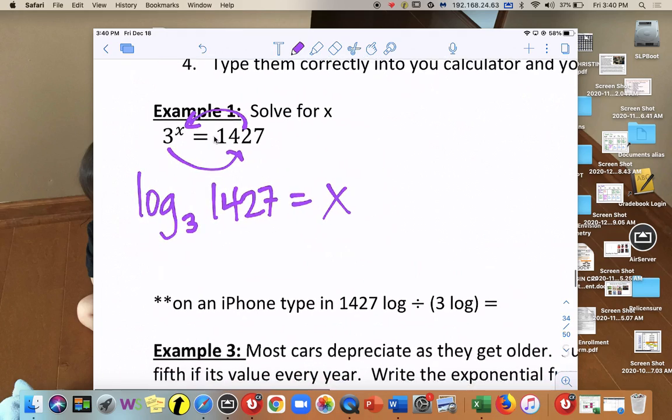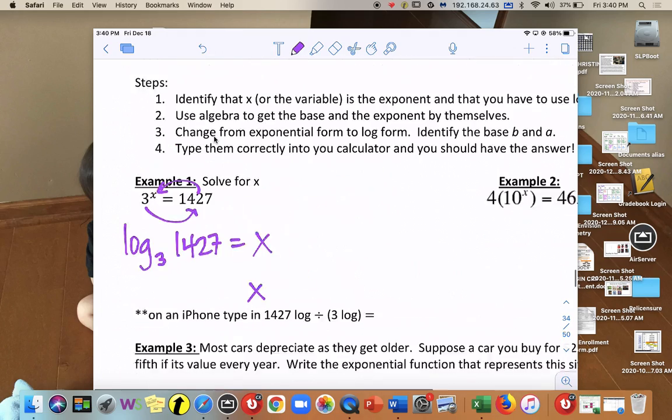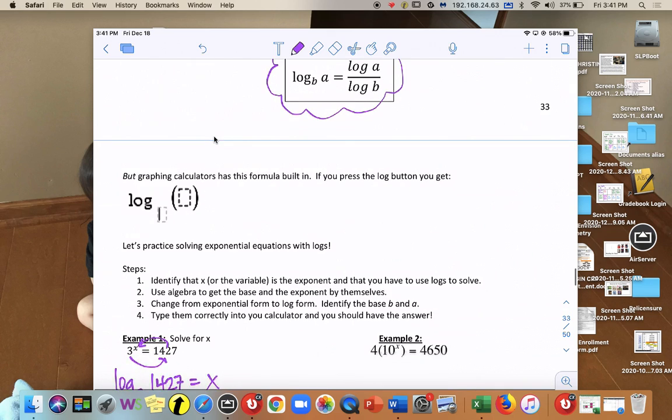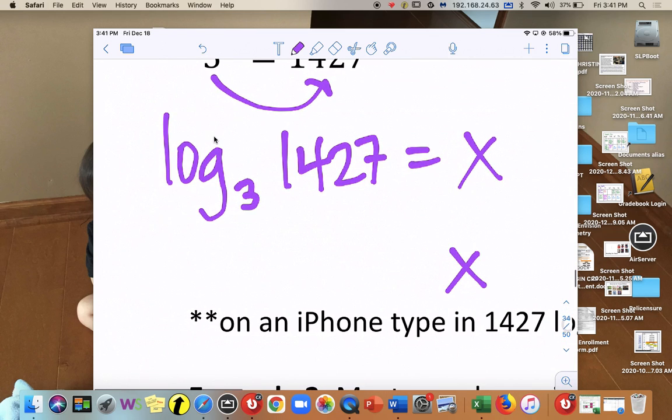And then the change of base formula is log. So again, here's the change of base formula. It's log of the second number over log of the base. Log of the base goes on the bottom. Think base, basement. All right, so this will be log.